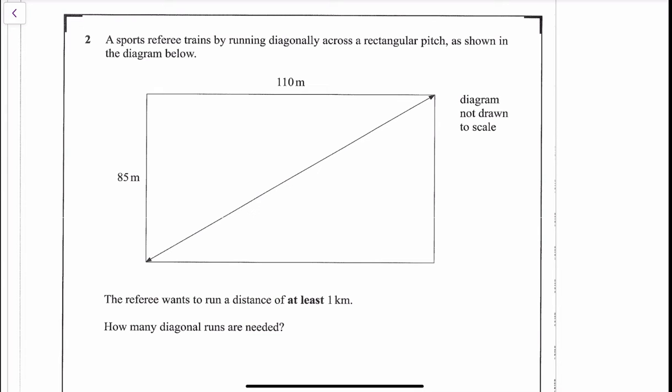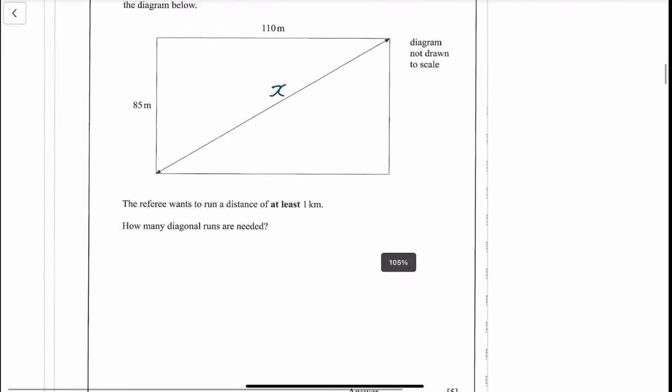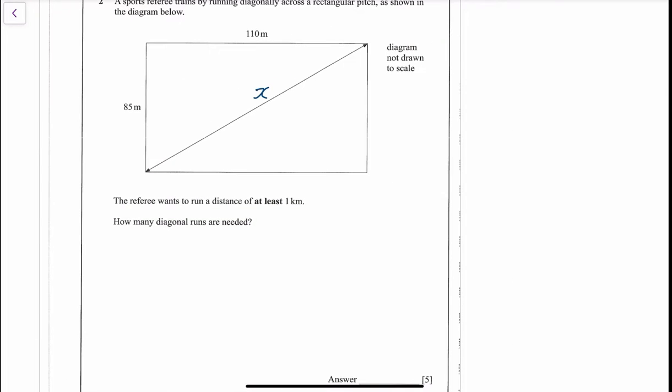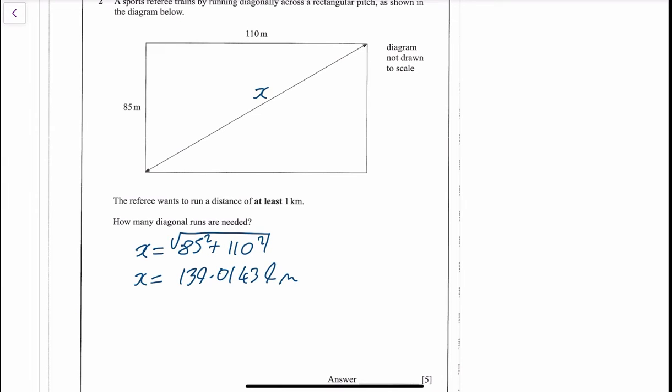Okay, next one says a sports referee trains by running diagonally across a rectangular pitch as shown. The referee wants to run a distance of at least 1 kilometre. How many diagonals, and I'm guessing it means complete diagonals, does he need to run to do this? So let's work out, using this wee triangle, it's going to be Pythagoras. So x is going to be equal to the square root of 85 squared plus 110 squared. Square root that, and what I got when I did that was my x value was 139.01439 metres. So I've worked to 5 decimal places here.